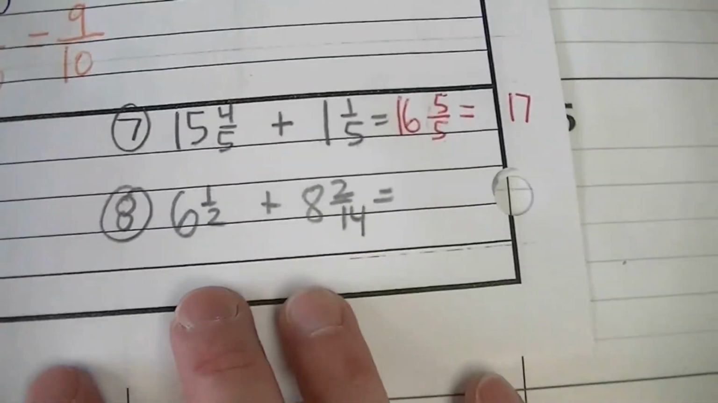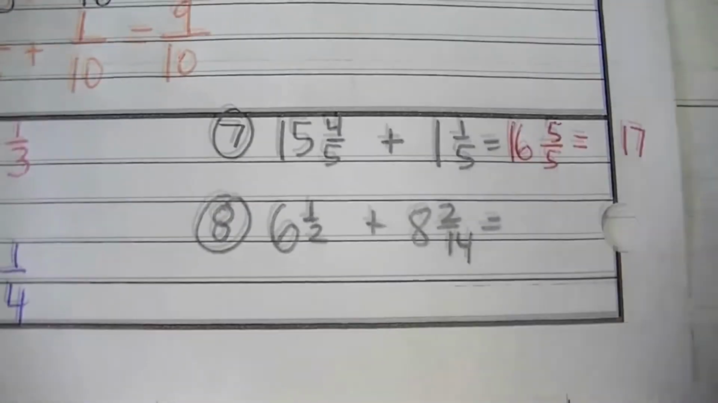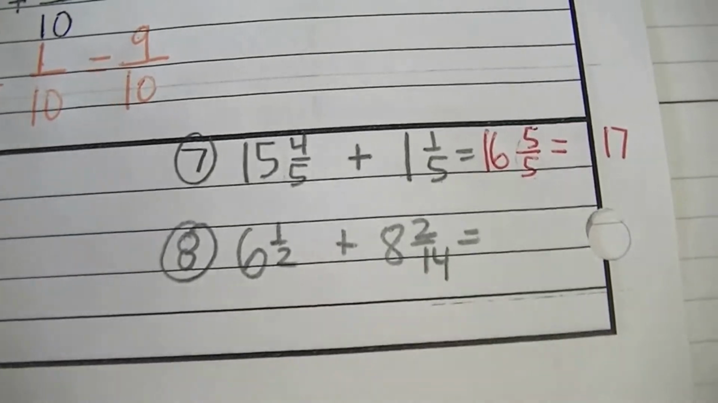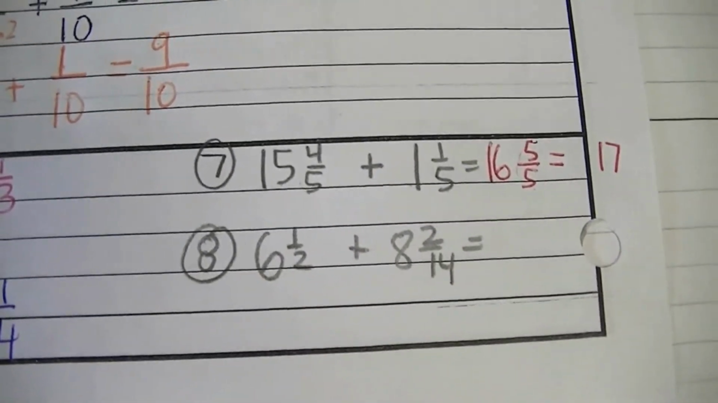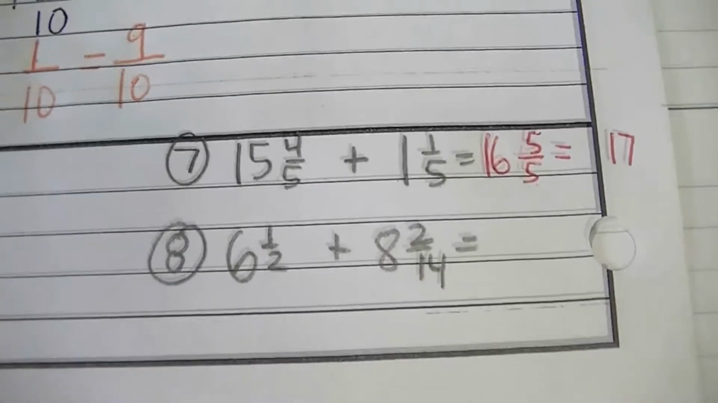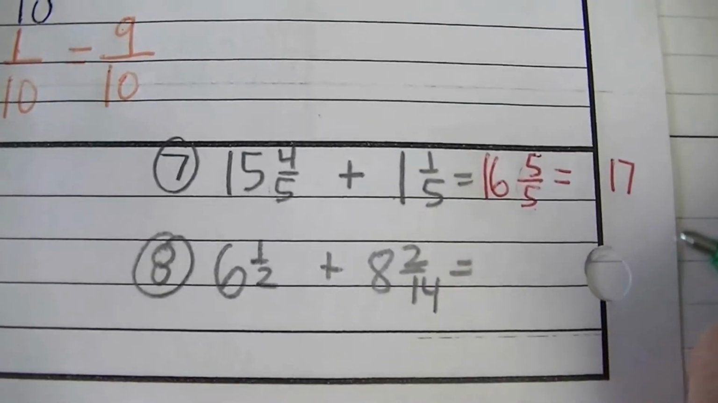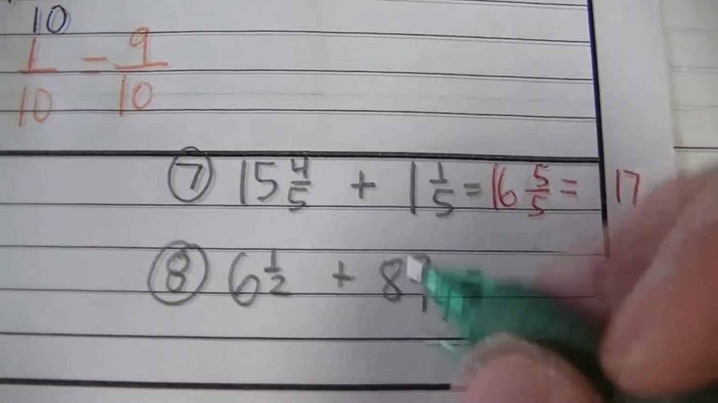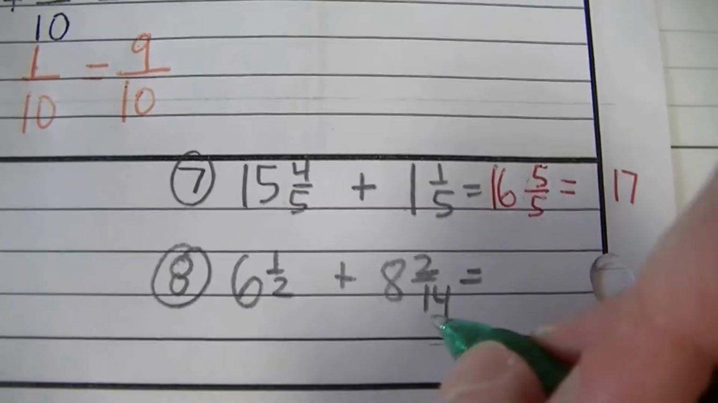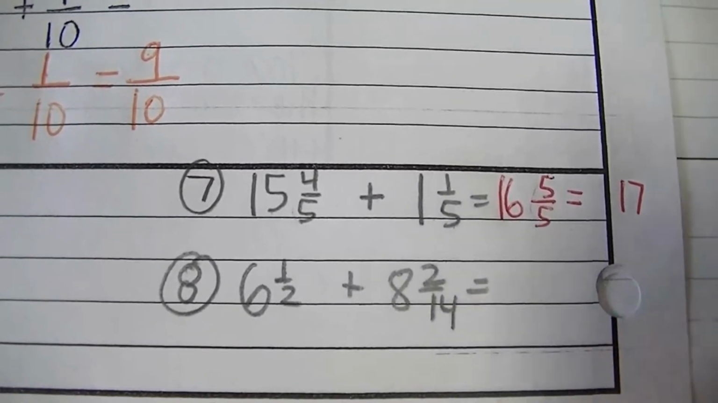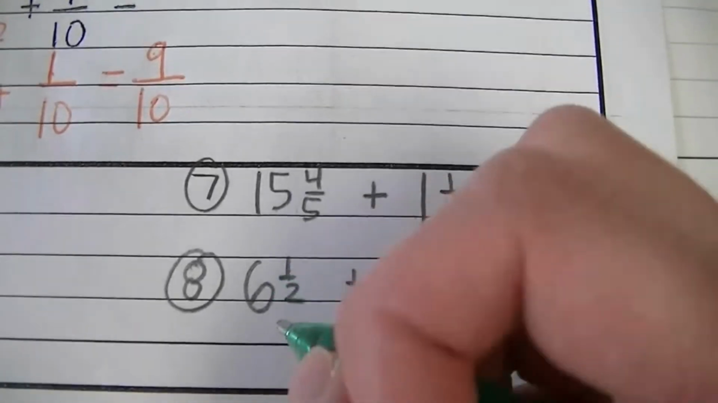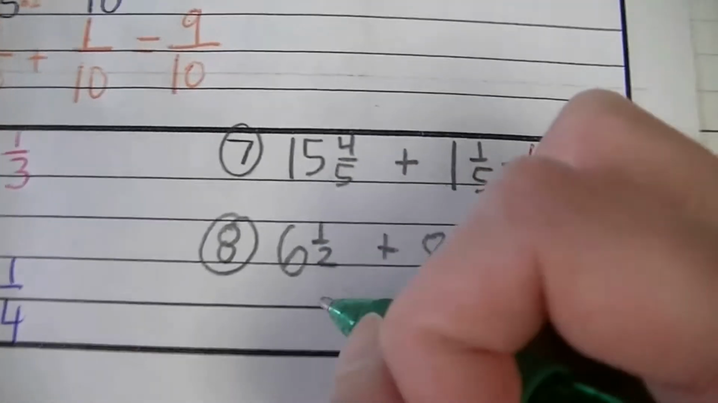Okay, the next problem says 6 1/2 plus 8 2/14. I'm noticing that they don't have the same common denominator. So a number that both 2 and 14 go into, I could say 28, but 14's smaller than 28, and at the very end I won't have to simplify so much. So I'm going to go ahead and use 14, just to save myself some time.